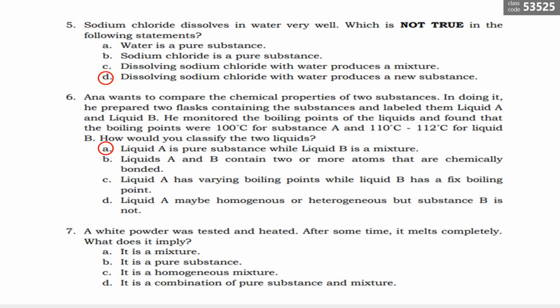A white powder was tested and heated. After some time, it melts completely. What does it imply? A. It is a mixture. B. It is a pure substance. C. It is a homogeneous mixture. And D. It has a combination of pure substance and mixture. Go.